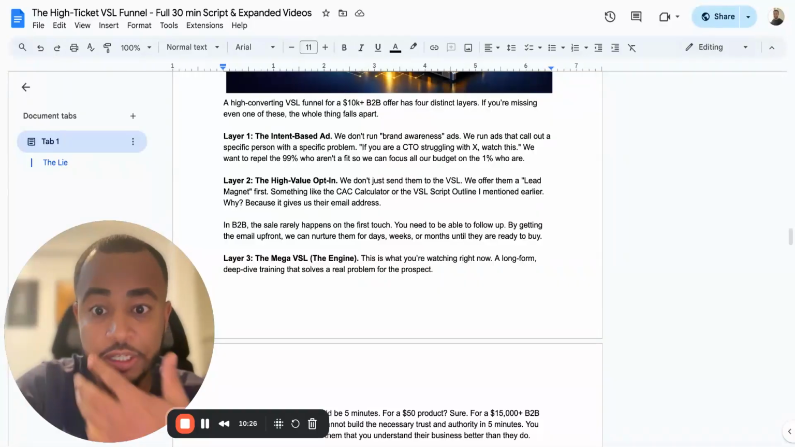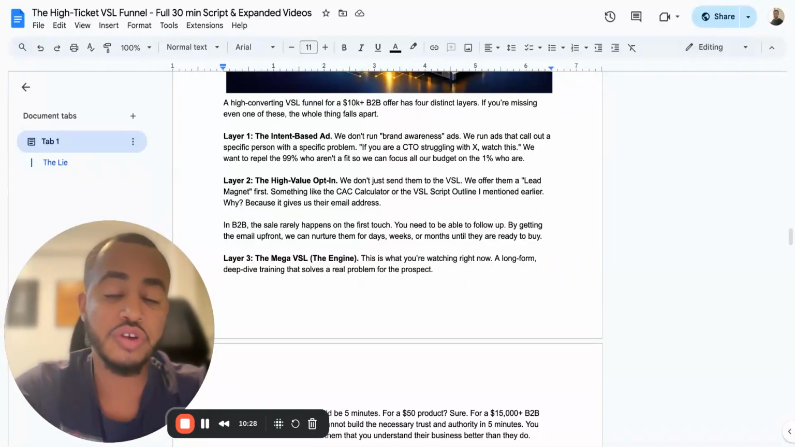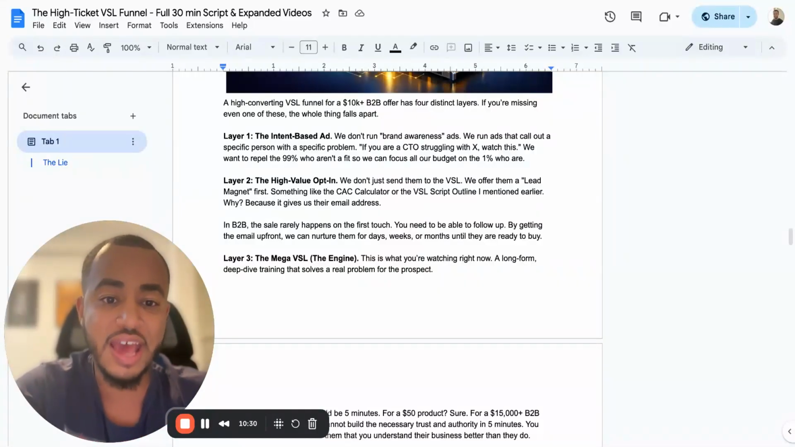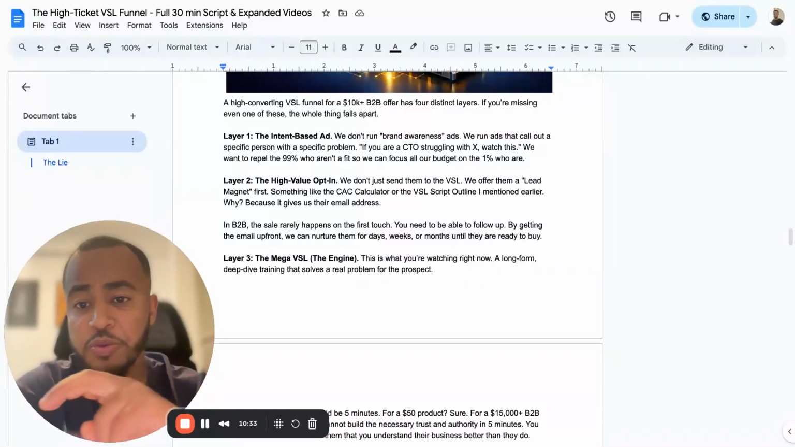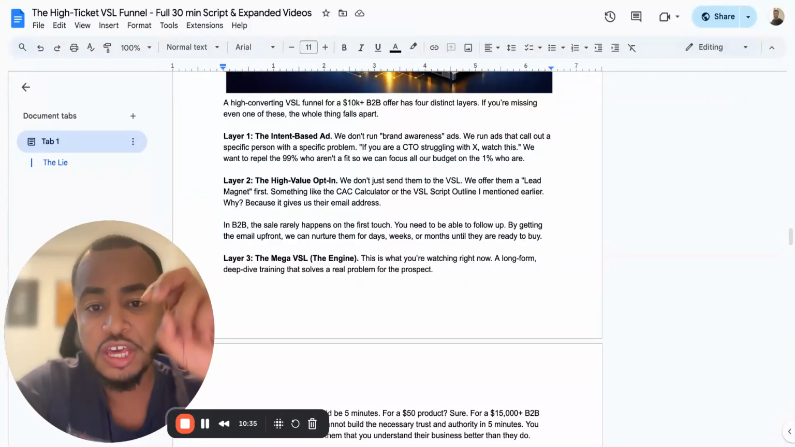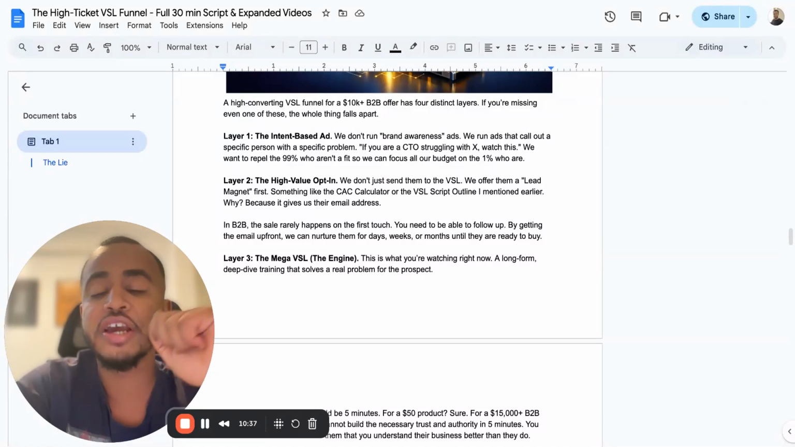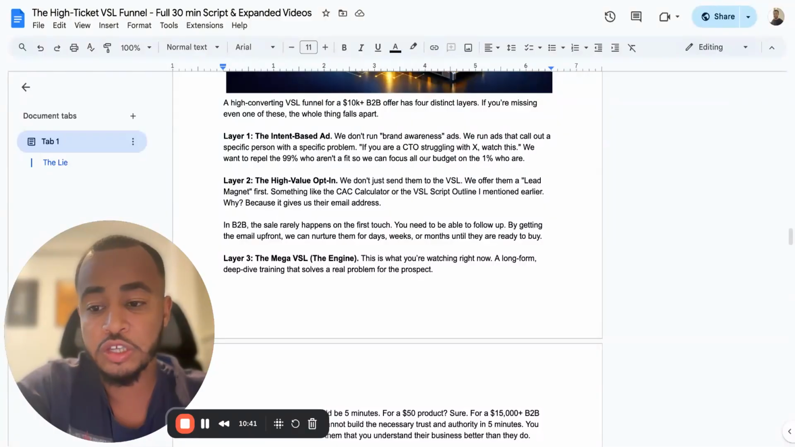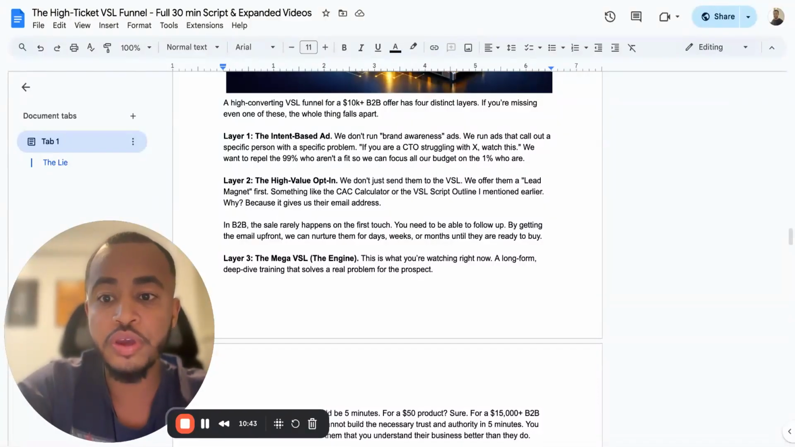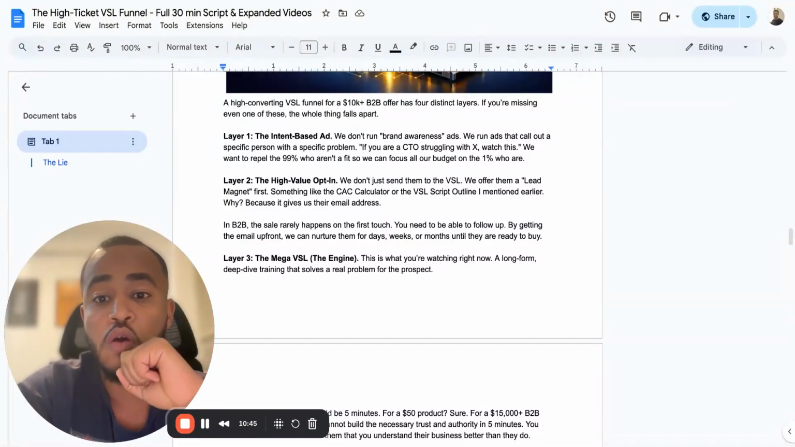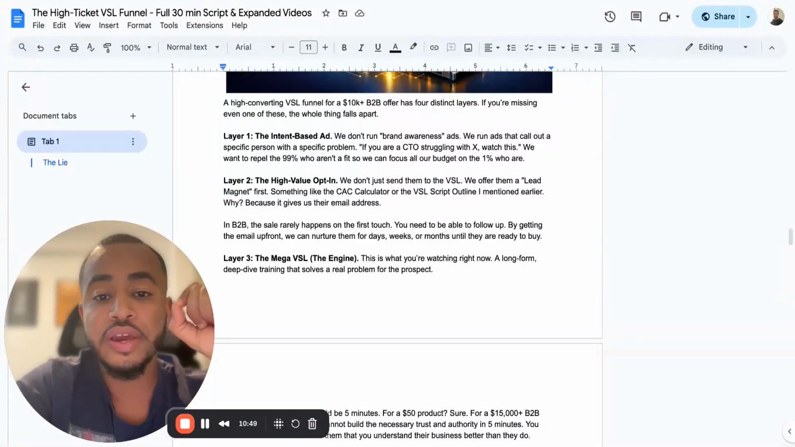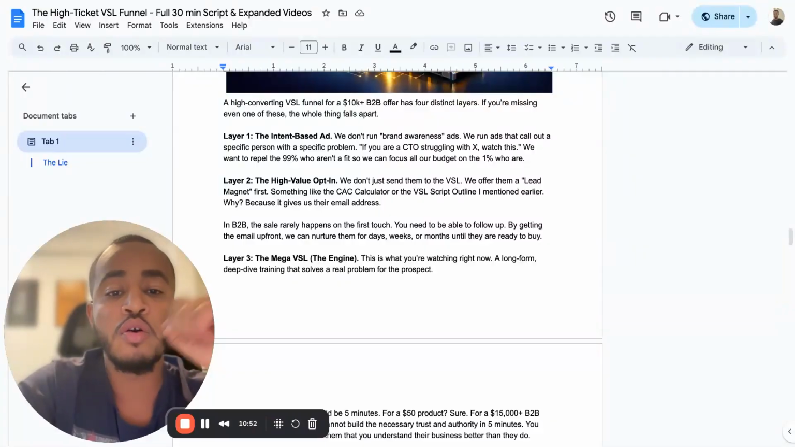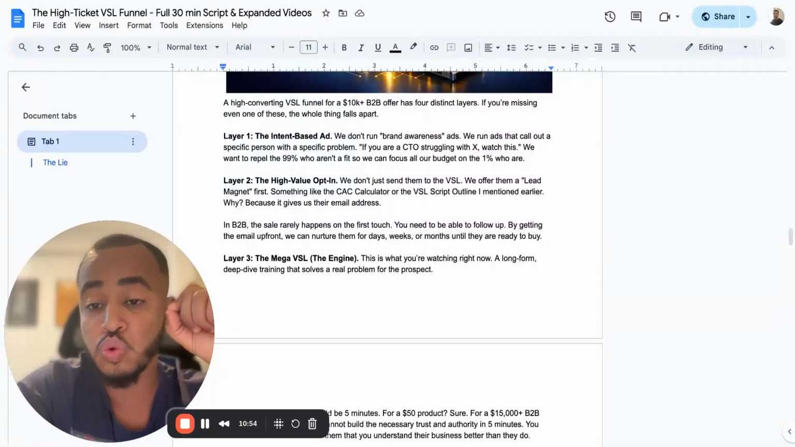Layer one, the intent-based ads. We don't run brand awareness ads. We run ads that call out a specific person with a specific problem. If you are a CTO struggling with X, watch this. This is the specific hook. We want to repel 99% of the people who are not a fit, so we can focus all our budget on the 1% who are.